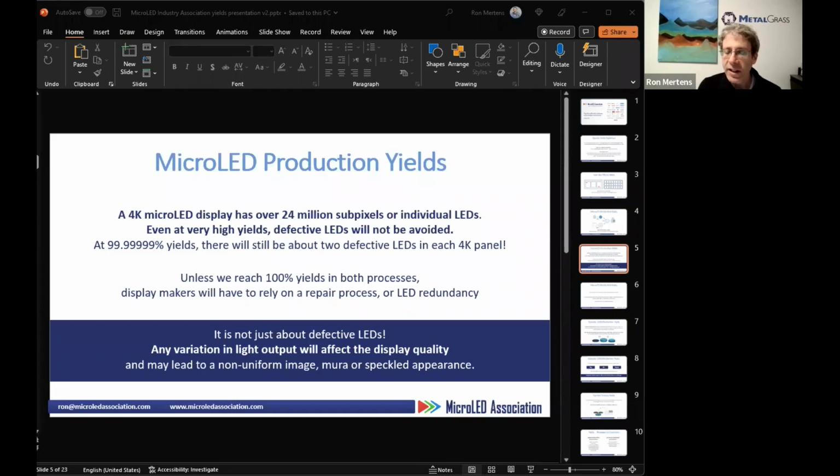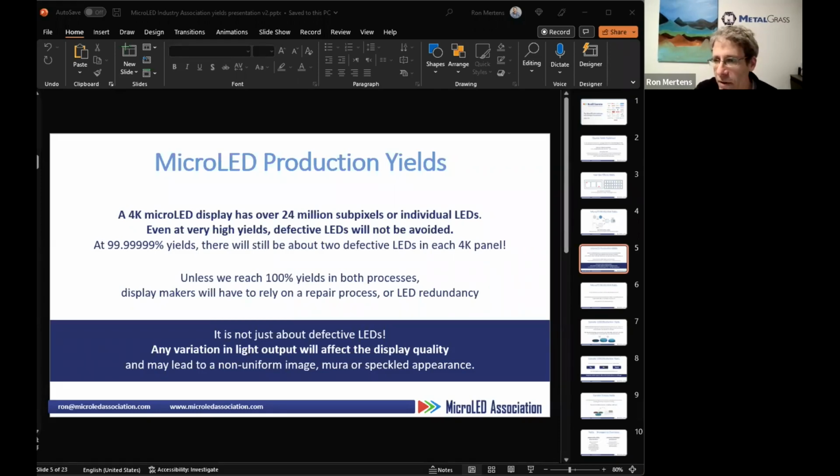Now, if you look at high-end TVs today, we have 4K resolutions, at least 4K, and this is over 8 million pixels. And with micro-LEDs, this means that we have over 24 million subpixels or individual LEDs. So unless we dramatically increase the production yields for LEDs, it's going to be very hard to achieve high yields for LED production, even at 99.99999, that's 5 nines. Even at this kind of yields, we're going to have an average of 2 LEDs that are still going to be defective in each panel.